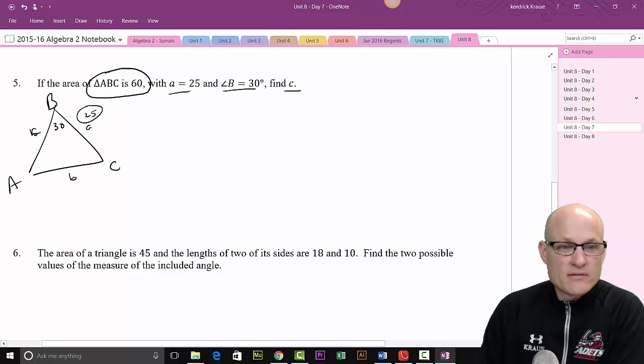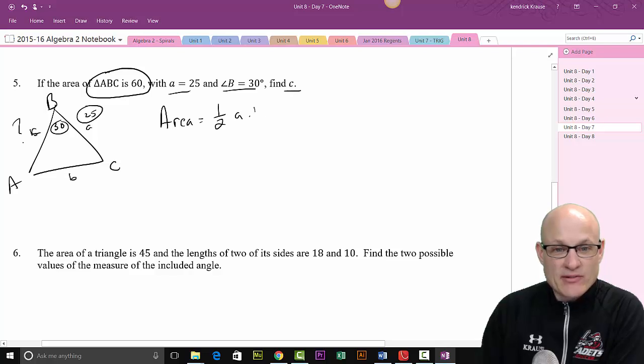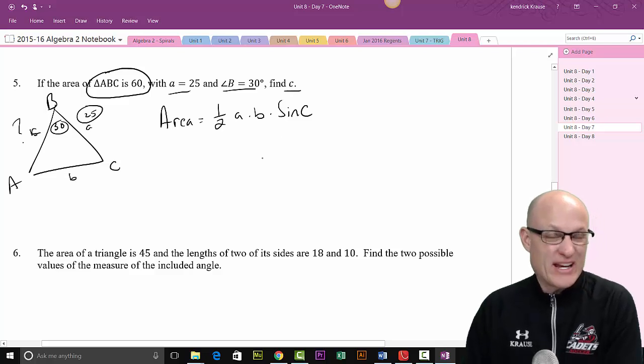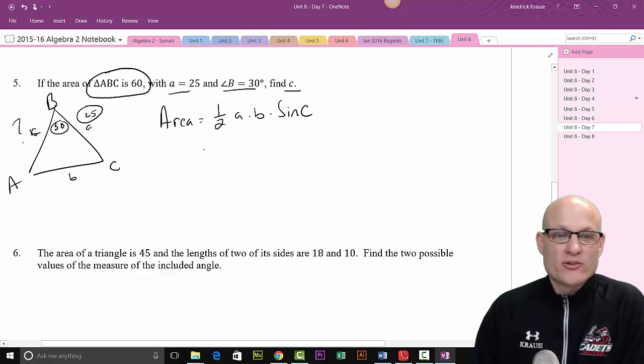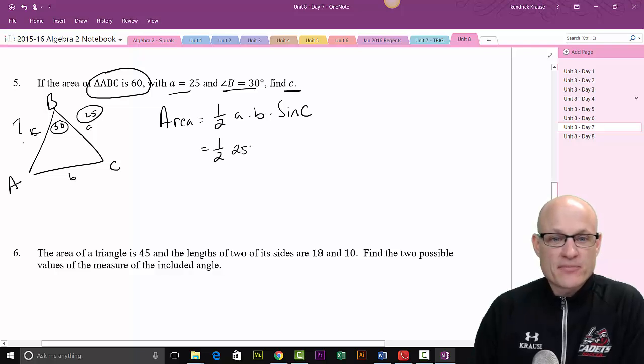But I was given the area, so I'm going to use the same formula. Area is equal to 1/2 the side a times the side b times the sine of C, or whatever side and whatever included angle we're going to use. So in this case, we're going to do 1/2 times the side I know, which is 25, times the side I don't know, which is b, times the sine of 30 degrees is equal to 60.